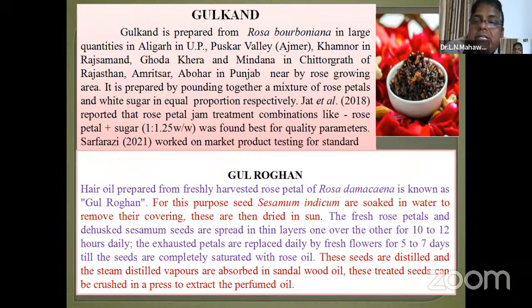One of our students here, Mr. Jart et al. 2018, worked on this for his MSc thesis. After that, this technology was tested in agri-pond floriculture, for rose petal jam, especially Gulkand preparation. Rose petals plus sugar at 1:1.25 was found best for quality parameters. Another student worked on testing of rose products from the Pushkar area and the Haldi Ghati area, especially Khamnor and the Ghodakheda area. We tested the market products, and prepared our own standard for rose Gulkand, and worked on market product testing for the Gulkand standard.